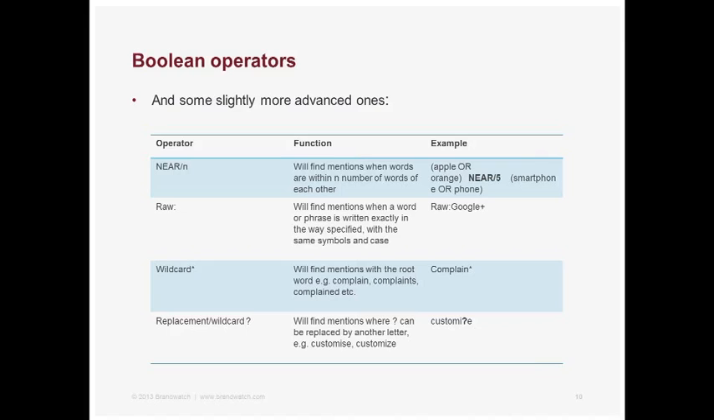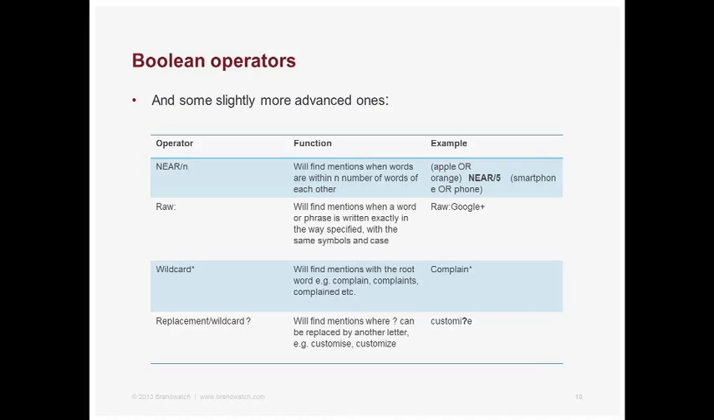And then there's some slightly more advanced ones. I'm just going to go over these quickly because we're going to be mentioning them, just to make sure you understand. These might not be available in all tools, they're all available in Brandwatch, but the range of operators for different tools does vary. So just to talk through those, we've got the near operator, which says that it should match when it finds one word within a certain number of words of another word. So for example here we've got apple or orange near 5, so within 5 words of smartphone or phone. Next we've got raw, which basically matches a word in exactly the way it's written, so it's case sensitive and also takes into account special characters.